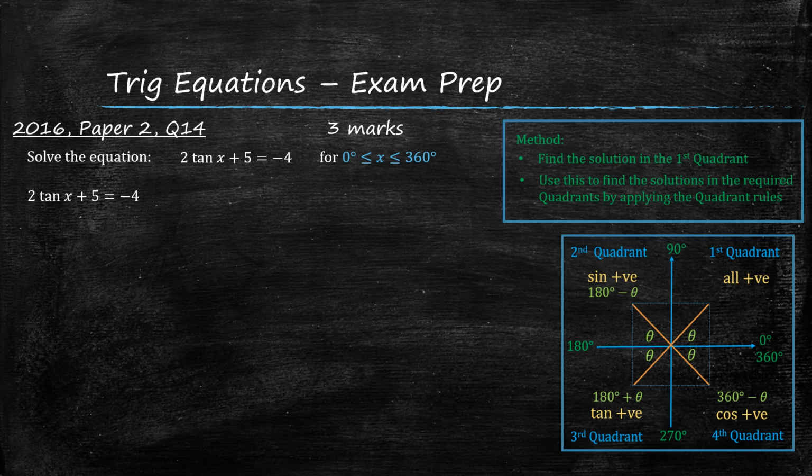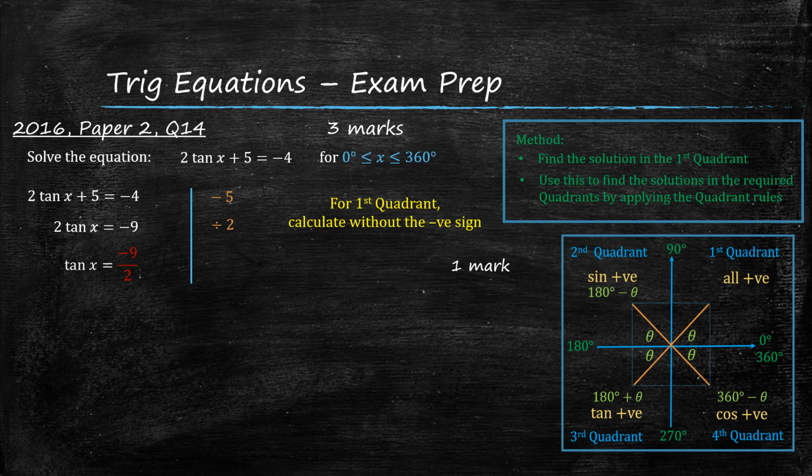2 tan x plus 5 equals minus 4. Using our method line, we want to get x on its own, so let's subtract 5 from both sides. This gives us 2 tan x equals negative 9. Now we want to divide by 2. This gives us tan x equals negative 9 over 2. And we've earned ourselves 1 mark.